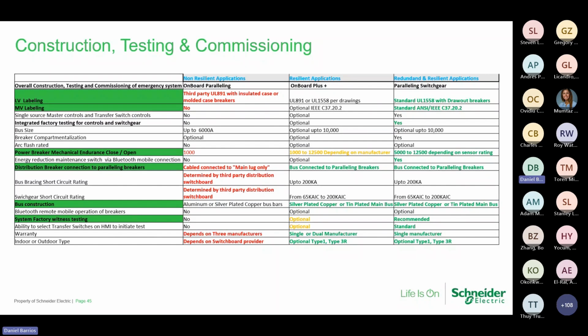A witness test is recommended. The ability to select transfer switches via HMI is standard, and then the warranty, and whether it's a Type 1 or NEMA 3R. We can also do NEMA 3R walk-in of some type. Those types of things we'd like to work in conjunction with you. Do you simply want to take NEMA 1 gear and put it into an e-house, or do you want some type of a sheltered aisle or some type of walk-in construction? Please bring that to us. We would like to discuss those with you.